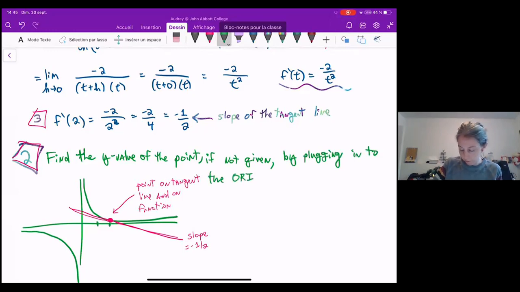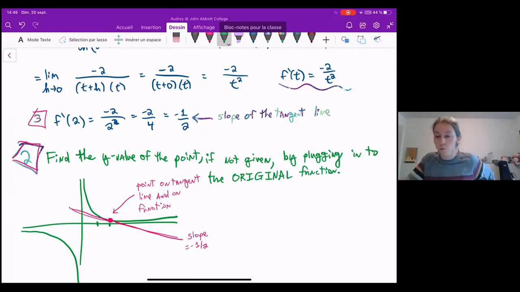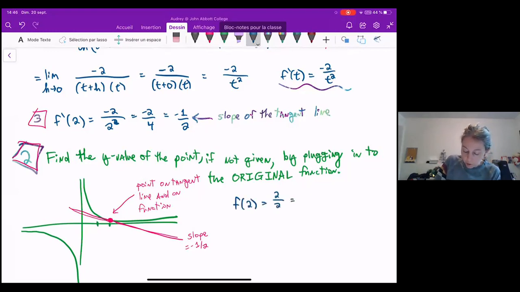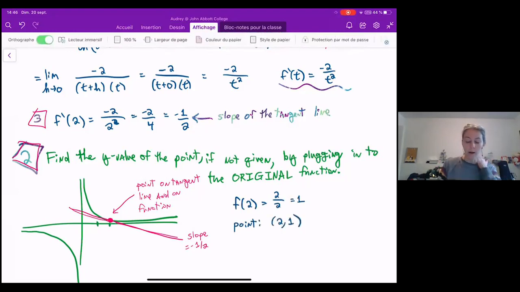And now if you understand what's going on, this should make sense. Derivative is slope. We plug into the derivative to get the slope of the tangent line. That point is on the tangent line, but it's also on the original function, so we plug into the original function for that. So now I'm doing f of 2, which is 2 over 2, which is 1. So my point here is (2, 1). So now I have my point.